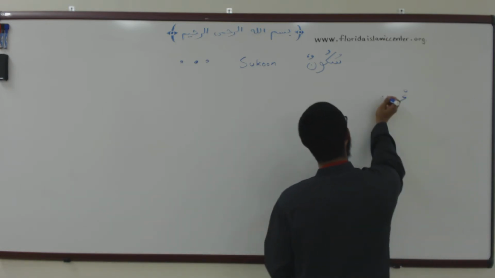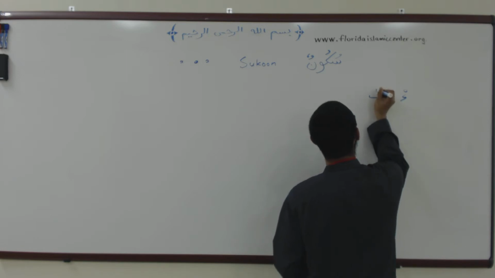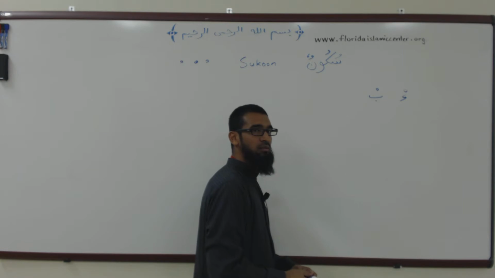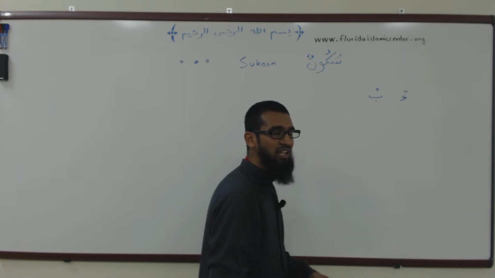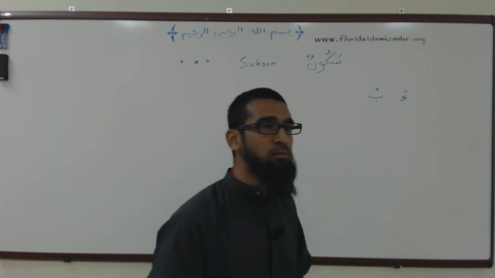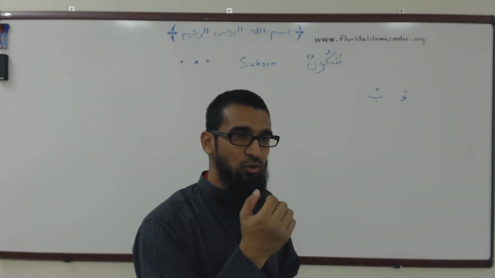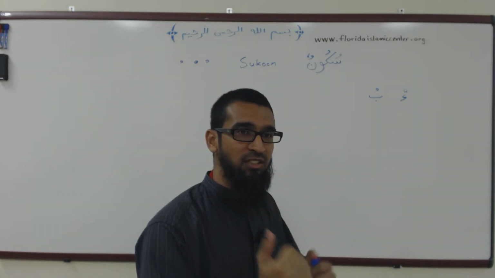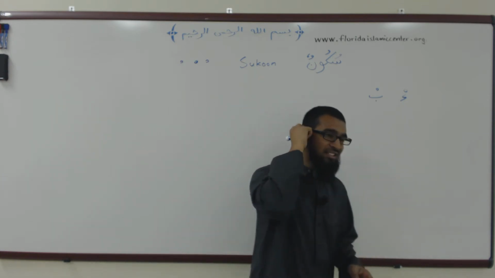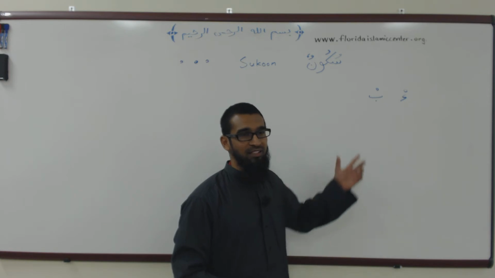What about a ba with a sukoon? B, just the b. Actually, not even the b. You don't even hear bi or ba or bu. All you can hear is the b. It's like you silence, you kind of muzzle a sound. B. Right? Sukoons are not easy to pronounce by themselves.